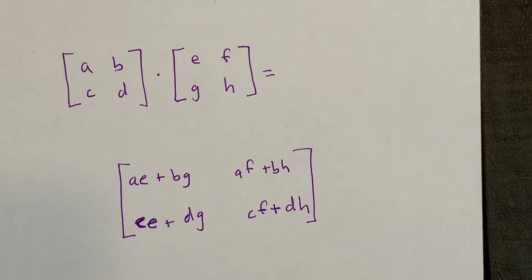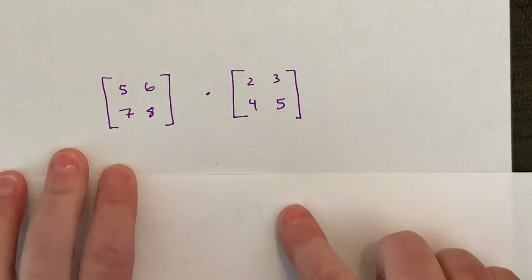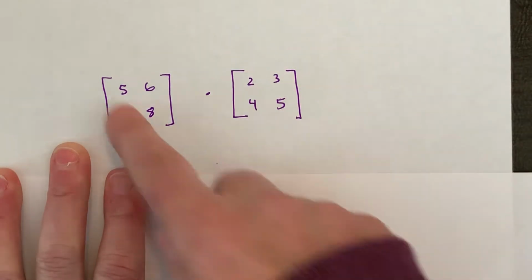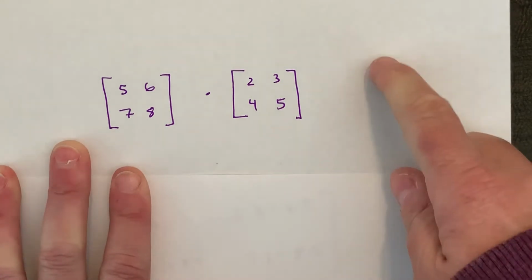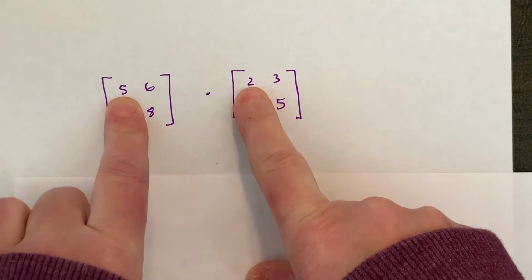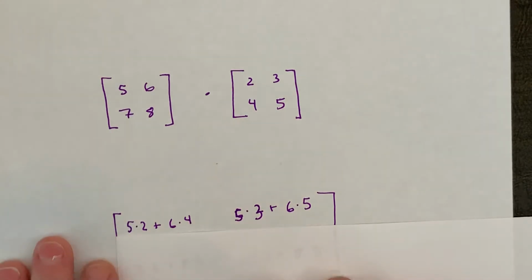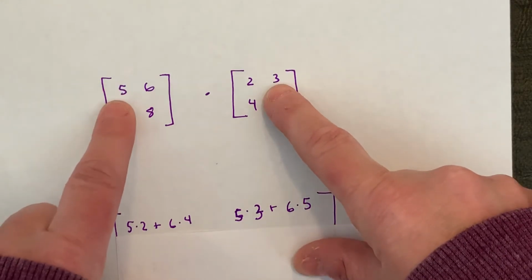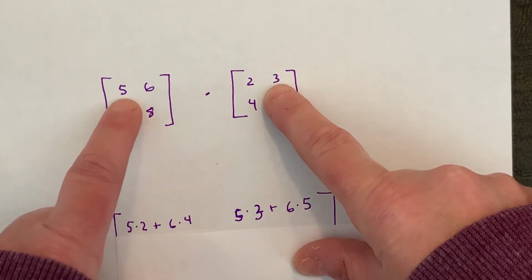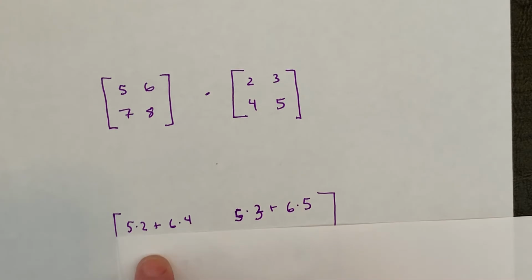All right, so let's look at a numerical example here. Okay, if I want to multiply these 2 matrices, I'm going to start by saying, okay, I've got a 2 by 2 and a 2 by 2, so the number of columns of the first one is equal to the number of rows of the second one. I'm good to go. The first element here is going to be 5 times 2 plus 6 times 4. This guy right here is going to be, it's the second column, first row, 5 times 3 plus 6 times 5.